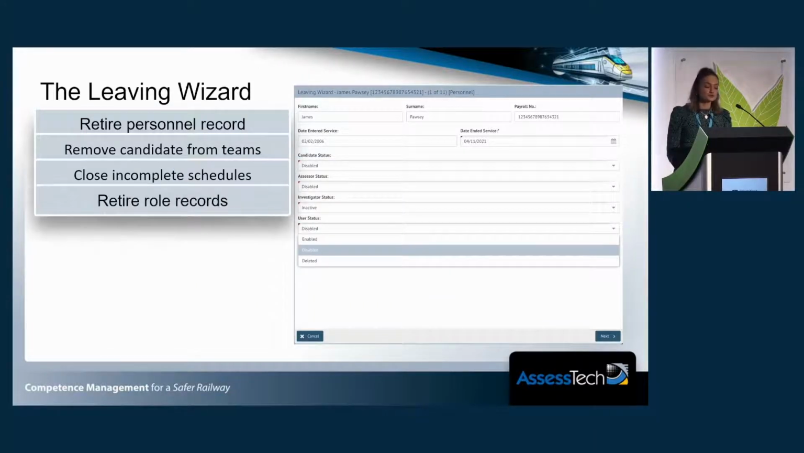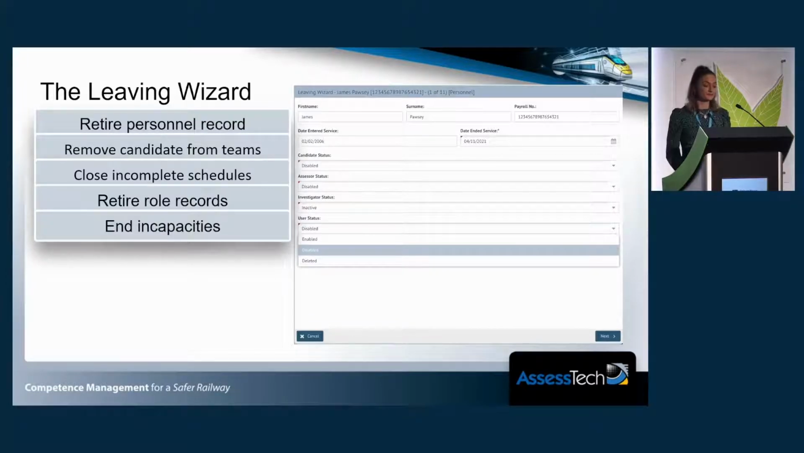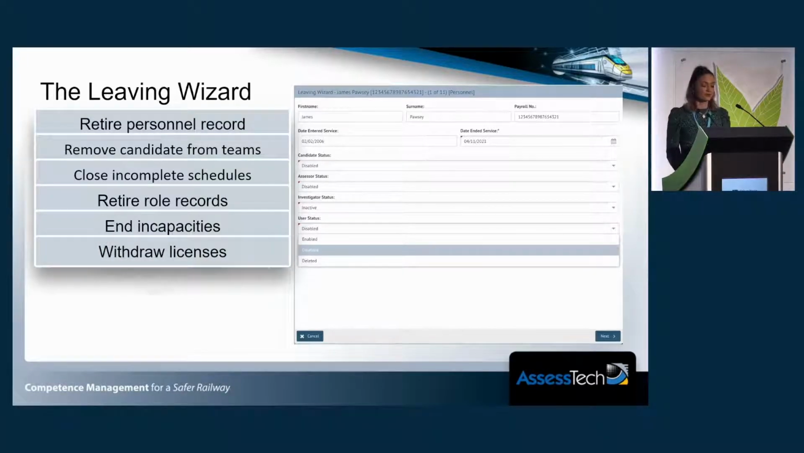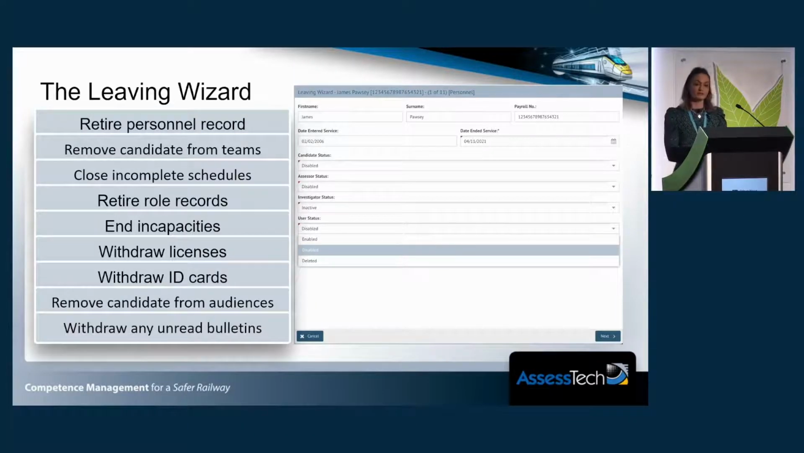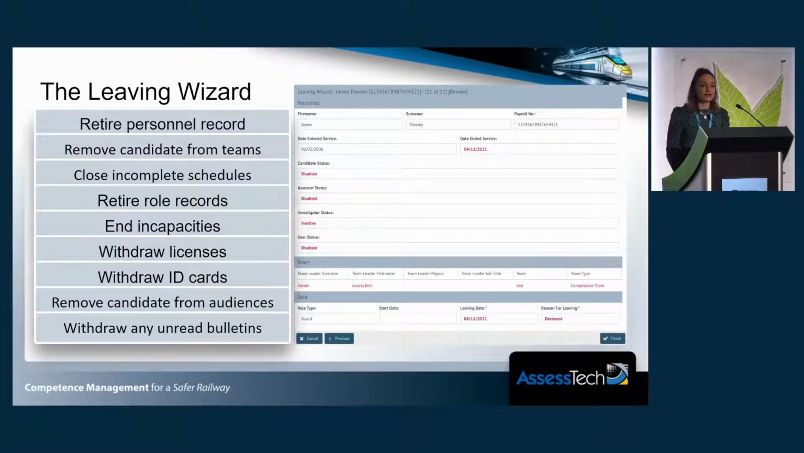You can retire role records, end incapacities, withdraw licenses, withdraw ID cards, remove candidates from audiences, and withdraw any unread bulletins which require signature. So the list of steps that you'll be taken through depends on what modules you have activated on your system. And once you go through all those steps, you'll come to a summary page, and this will highlight any of the information that you've changed. And once you hit finish, you can feel confident that you're not going to get a retired candidate popping up on any reports. And this can give you the confidence to delegate this responsibility.